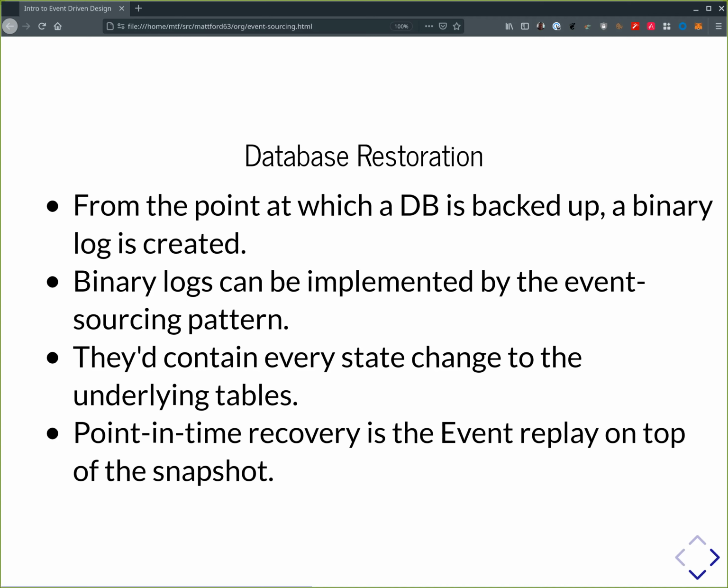So what happens is that you basically back up every night or every week. You get a snapshot of the application state. And from that point onwards, you can replay the binary log to any point in time that you wish. So yeah, that's another really nice example of this kind of pattern in action.